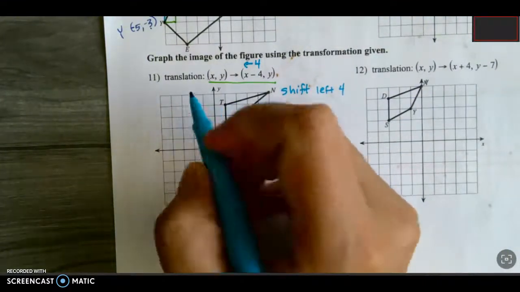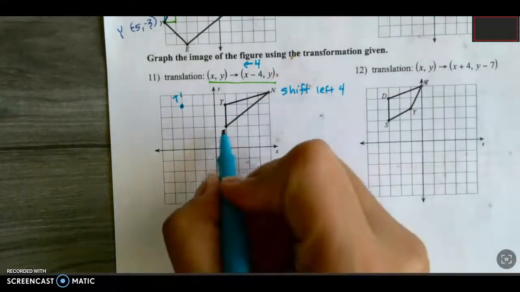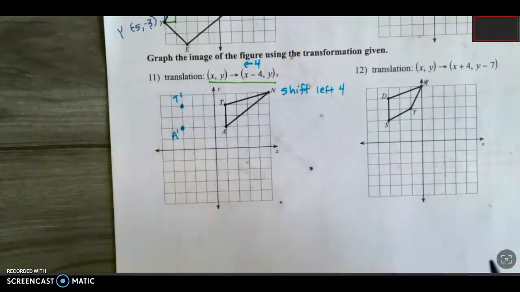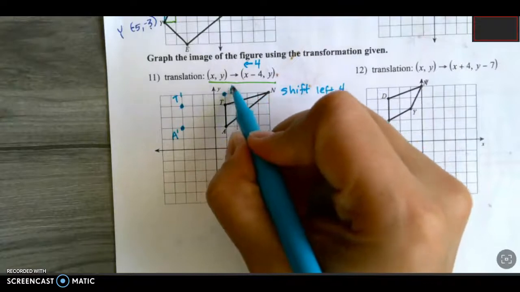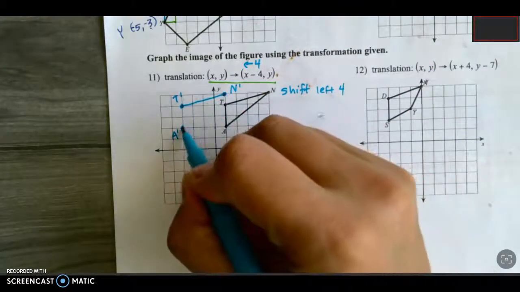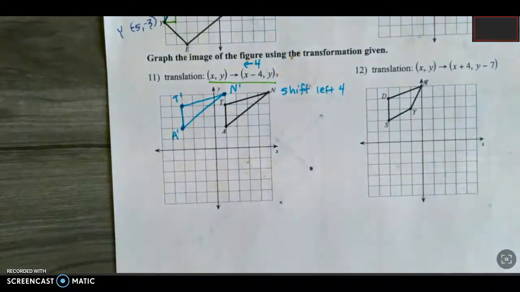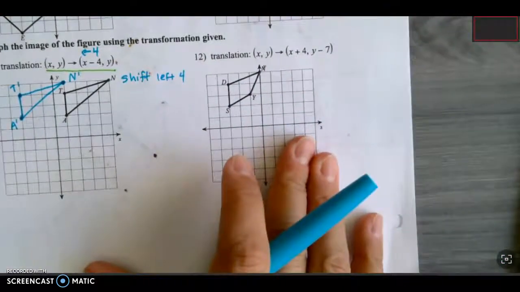1, 2, 3, 4. T prime is 4 to the left. A, 1, 2, 3, 4. A moves 4 to the left. N moves 1, 2, 3, 4. And now I can sketch the image, and we have a translation that shifts left 4. Okay, so hopefully our translations are the easiest here.